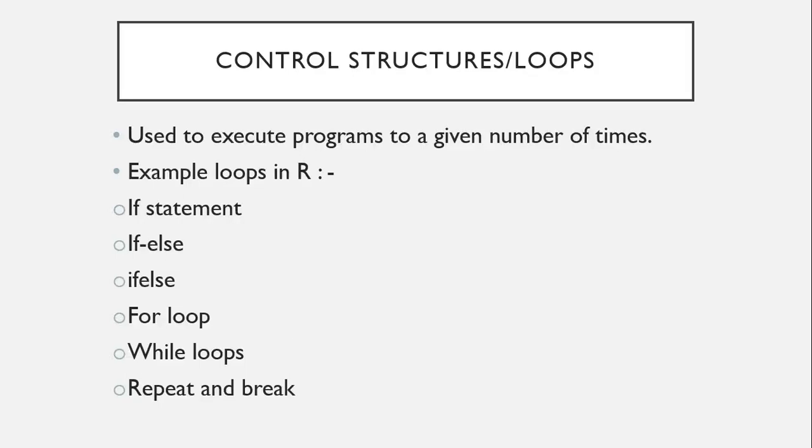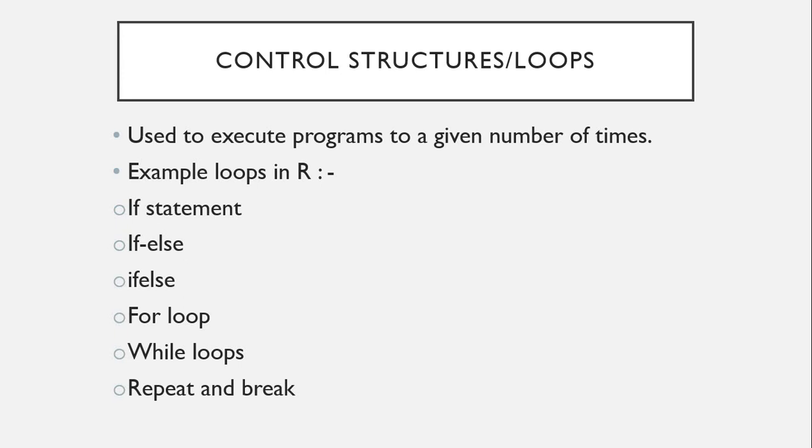So in this video today I want us to discuss control structures or loops as used in R programming. So let's get started. A loop is a program that normally executes or runs a given number of times. So what type of loops do we have in R?